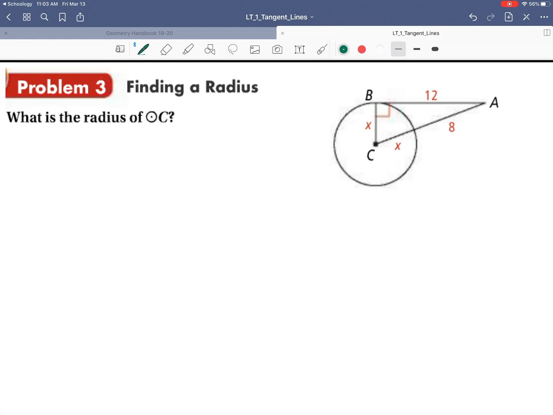This one says, what is the radius of circle C? So the radius of circle C is x. You can see that here and here. Now we can see that because we've got a right triangle, we're going to use the Pythagorean theorem.